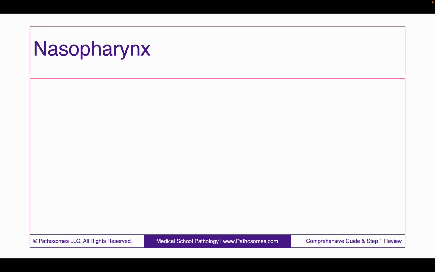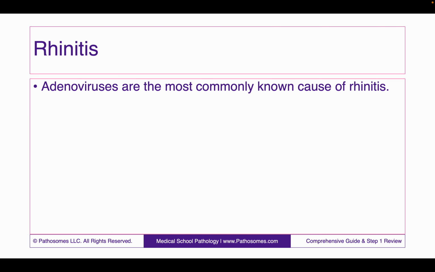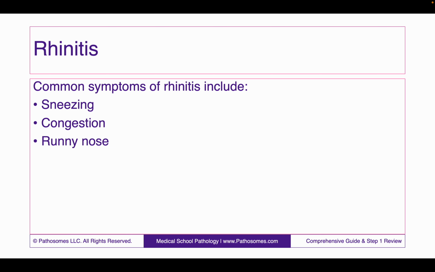First off, let's talk about the nasopharynx. One of the main conditions that you need to be aware of is rhinitis. Rhinitis is inflammation of the nasal mucosa, as shown in this cartoon on the right side of the screen. Adenoviruses are the most commonly known cause of rhinitis. Common symptoms of rhinitis include sneezing, congestion, and runny nose.